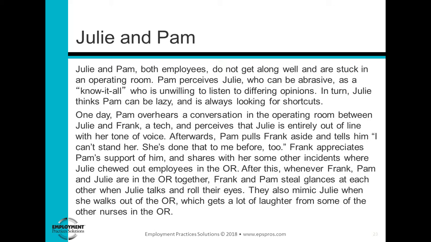Pam perceives Julie, who can be abrasive, as a know-it-all who is unwilling to listen to differing opinions. In turn, Julie thinks Pam can be lazy and is always looking for shortcuts. One day, Pam overhears a conversation in the operating room between Julie and Frank, a technician, and perceives that Julie is entirely out of line with her tone of voice. Afterwards, Pam pulls Frank aside and tells him, "I can't stand her. She's done that to me before, too."